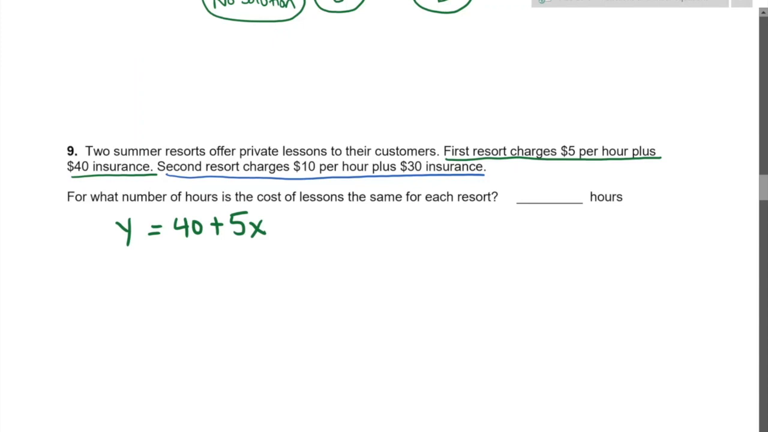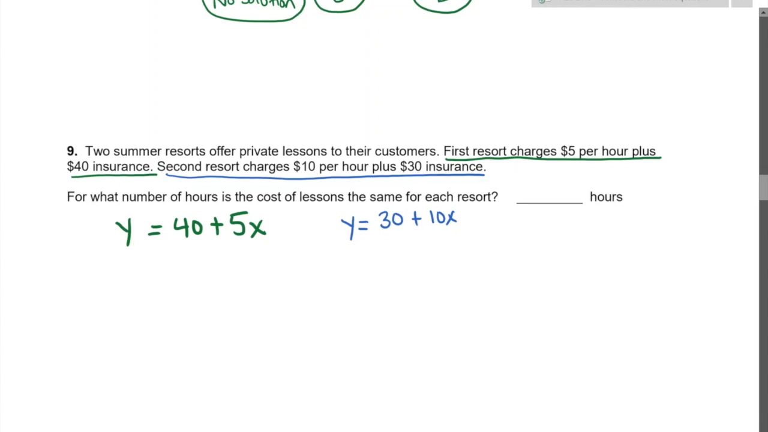The blue equation, the second resort, charges $10 per hour plus $30 insurance. So how would I write that? That one's easy too. Y equals, my insurance is 30 plus 10x.